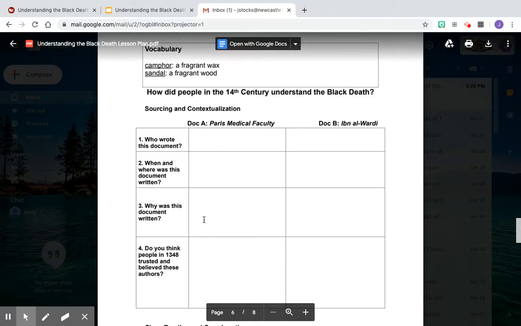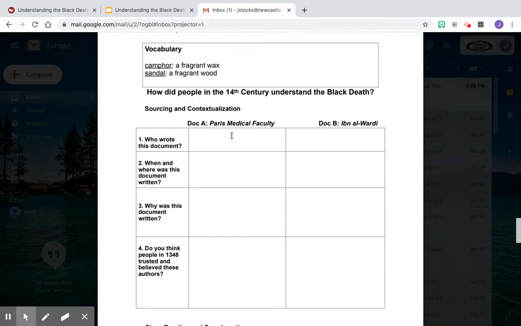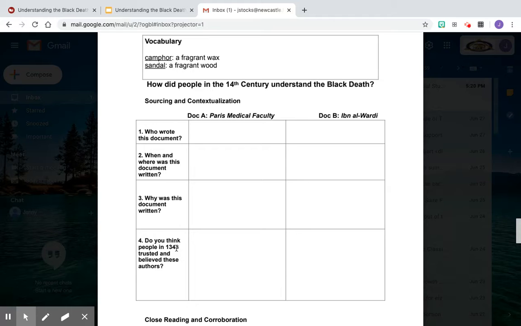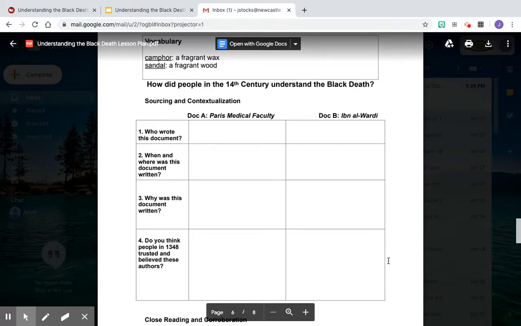So here is the boxes you will fill in for Document A, Paris Medical Faculty, who wrote it, when and where was this document written, why was it written, and do you think people in 1348 trusted and believed these authors? And you need to put your why. I don't just want a yes or a no. That is not telling me anything about what you understand. I would like to know why. You're going to do the same thing for Document B right there.